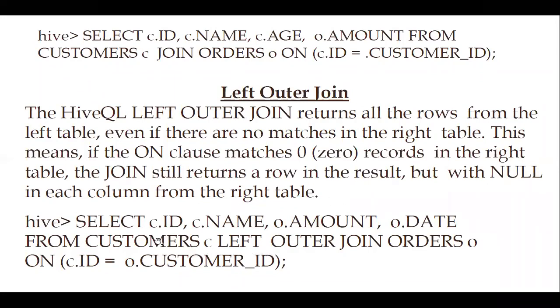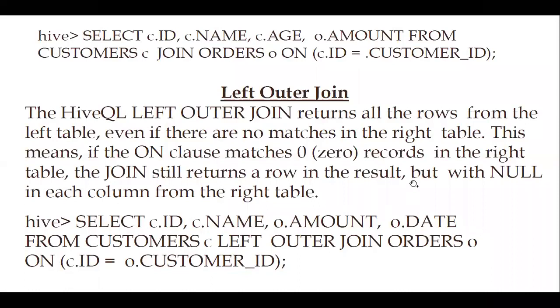Okay, similar to the previous one. Select c.id, c.name, o.amount, o.date. Those are the attributes or column values you are taking from the respective tables, from the customers and the left outer join. This is the keyword you will be using to perform the left outer join. And orders o on, what is the condition? c.id equal to o.customer_id. Okay, so here in this query, the o is missing, but this is actually the syntax.